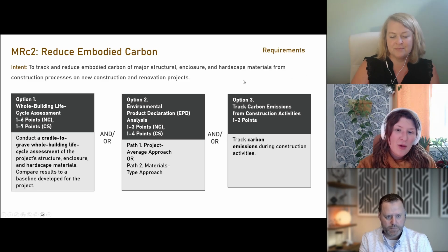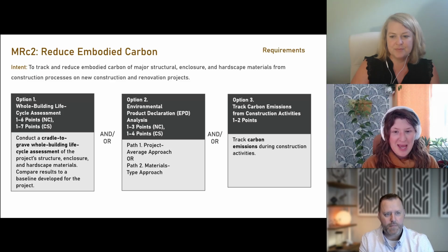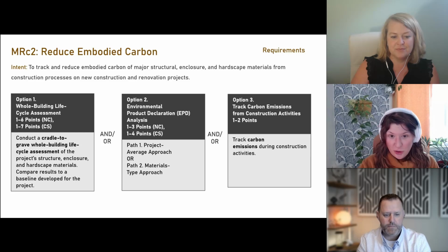One thing I will add is that a project team, say you aren't able to get too many reductions for your project, you can still get a lot of points by combining options. So I just want to flag the ands and ors between options here. Although with option 2, project teams could not combine path 1 and path 2.